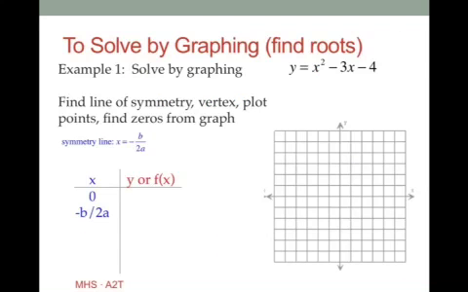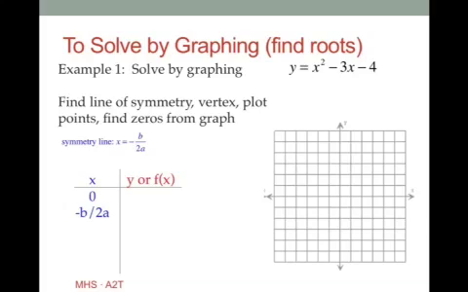Okay, to solve by graphing, we want to find the roots. So here we go. y equals x squared minus 3x minus 4. First, we're going to find the line of symmetry, then the vertex. We're going to plot a few points, and then we're going to try to pick out the zeros from the graph.